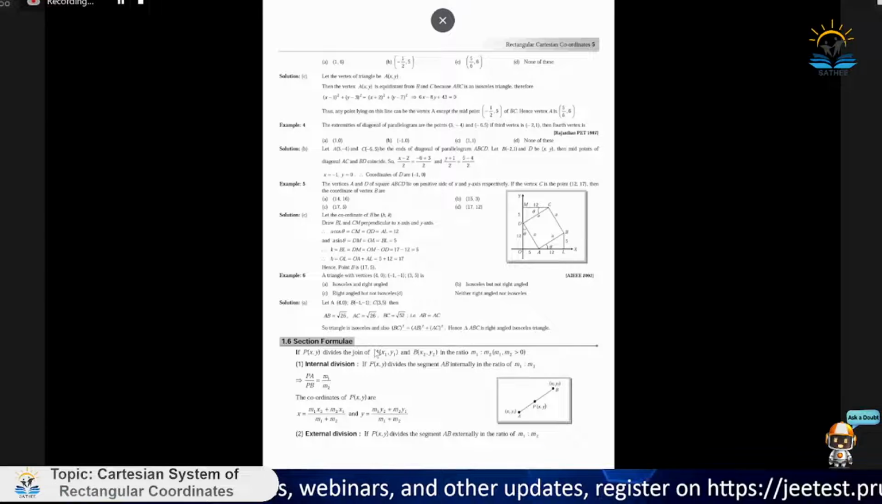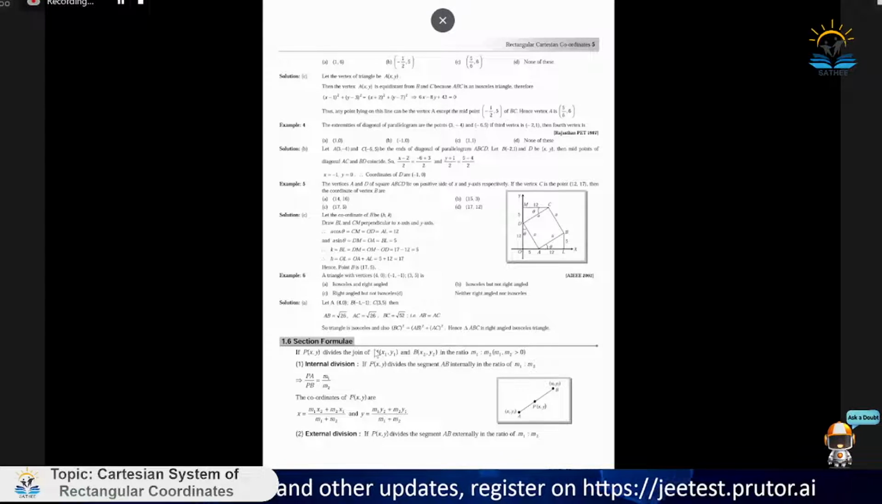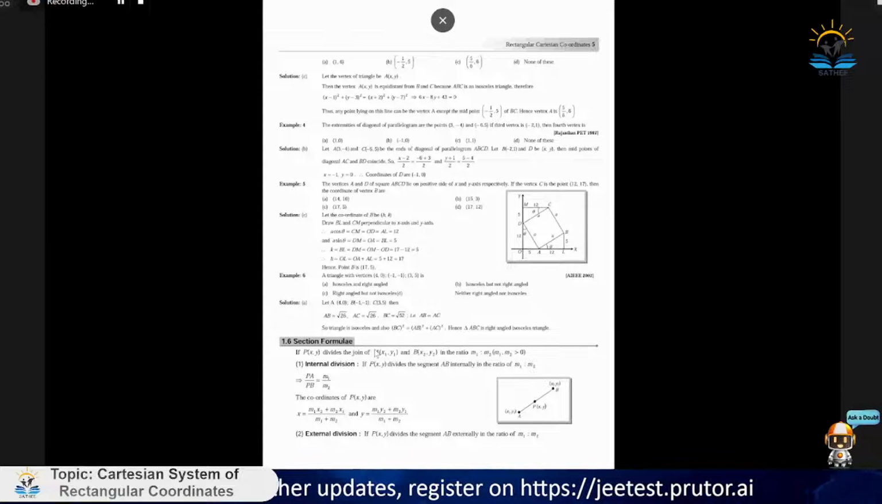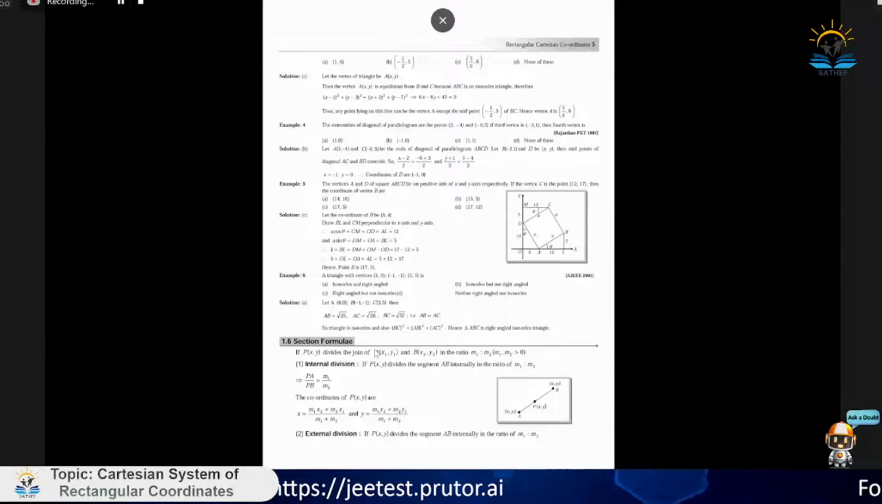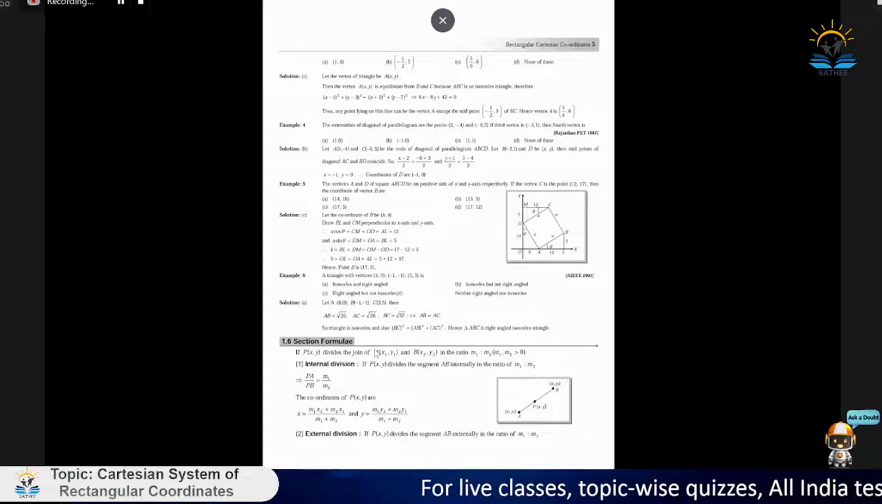The extremities of a diagonal of a parallelogram are the points 3, comma minus 4 and minus 6, comma 5, and the third vertex is minus 2, comma 1. As I said previously, the diagonals should have the same midpoint. So here we have two diagonal vertices and the third vertex, and the fourth vertex we need to find. We can use that property and solve the equation to get the x comma y value. That's what we did here, and when we solve it, we get the x comma y values as minus 1, comma 0.